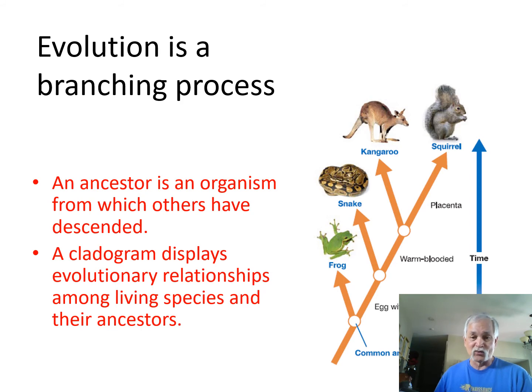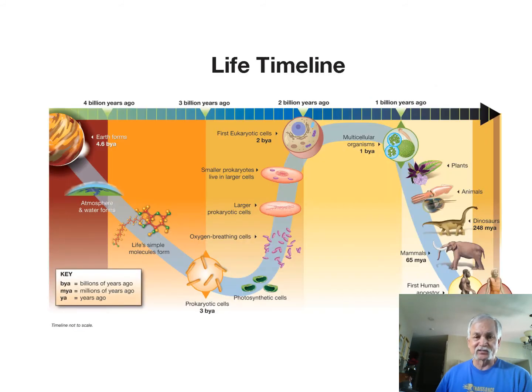Anyway, this thing is called a cladogram. You need to know that term and what a cladogram is, but it shows the evolutionary relationships between all of these living species and their ancestors.